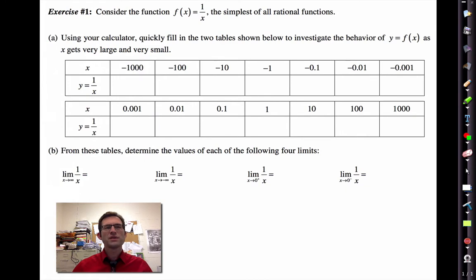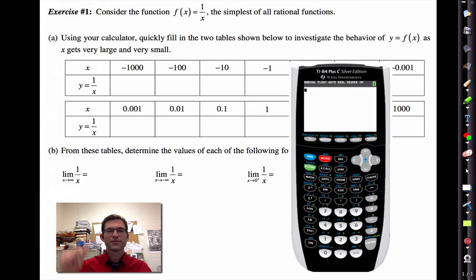Alright, exercise 1 says consider the function f of x equals 1 divided by x, the simplest of all rational functions. Using your calculator, quickly fill in the two tables shown below to investigate the behavior of y equals f of x as x gets very large and very small. Alright, I'd like to show you a cool calculator technique that you may never have done using tables before. So let me open up the TI-84 Plus.